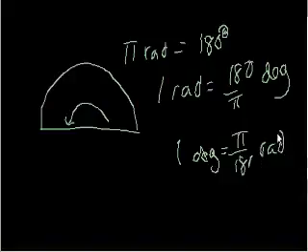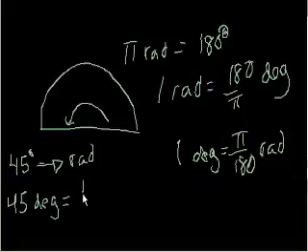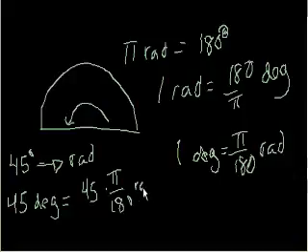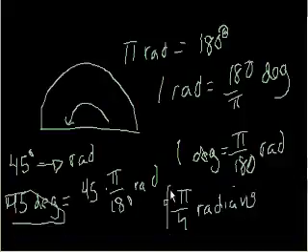So let's do a couple problems where you'll get the intuition for this. If I asked you 45 degrees, and to convert that into radians. Well, we know that 1 degree is pi over 180 radians, right? So 45 degrees is equal to 45 times pi over 180 radians. And let's see, 45 goes into 180 4 times, so this equals pi over 4 radians. 45 degrees is equal to pi over 4 radians.